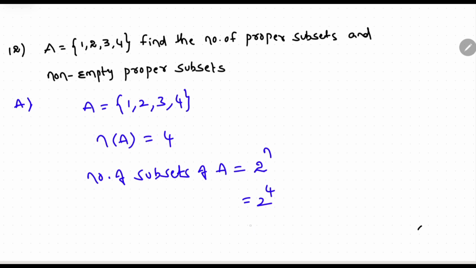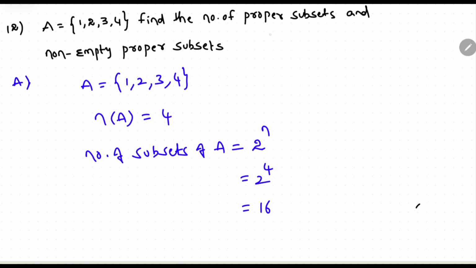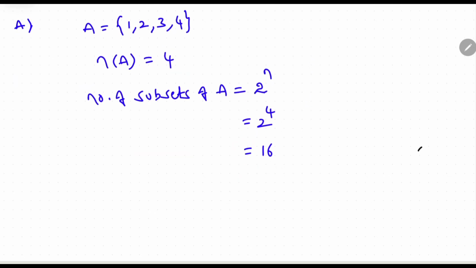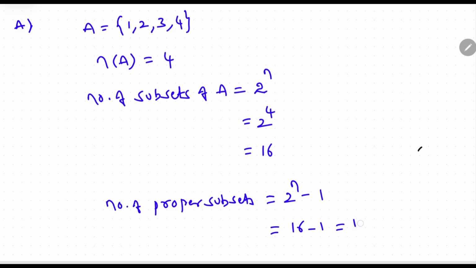Okay, now here we have to find the number of proper subsets. So the formula will be 2 to the power n minus 1. Therefore 16 minus 1, that is 15.